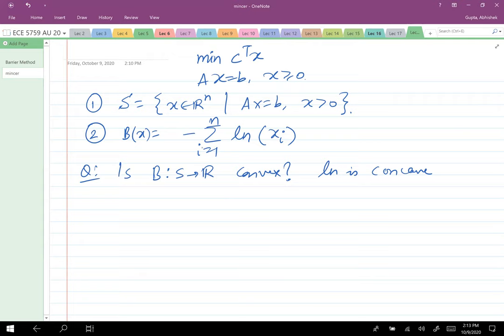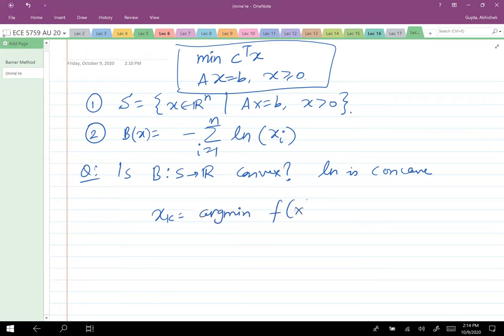Okay, so now let's set up our barrier function approach to solving this linear programming problem. So I have a linear objective function C transpose X. I add a barrier function, f(x) plus epsilon k B of X, where my epsilon k is positive. And so this is convex, this is convex, and my X is in S. So the set S itself is also convex.